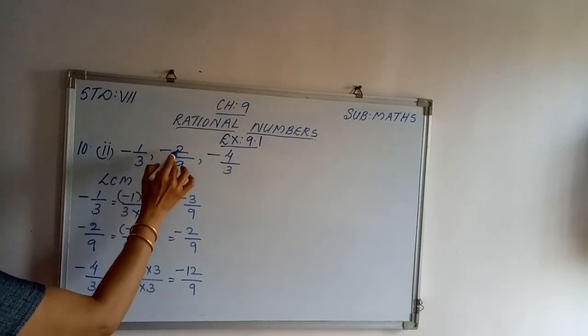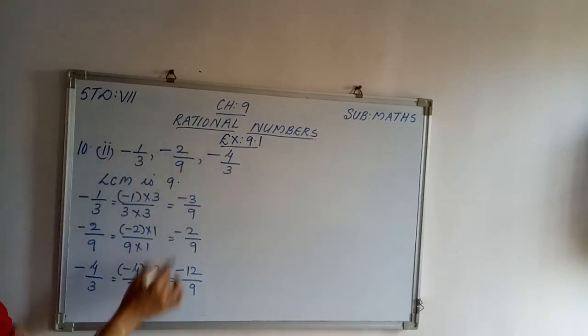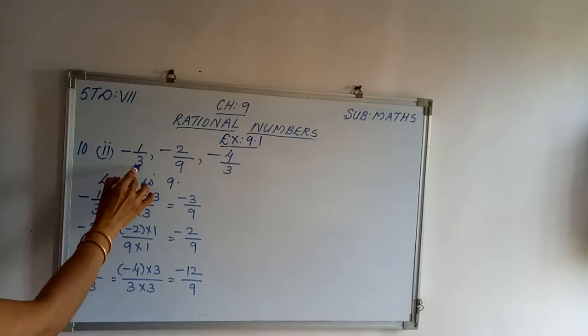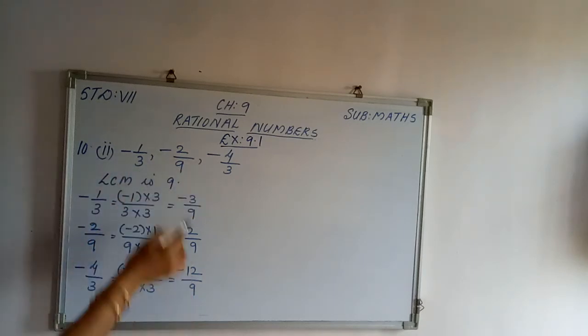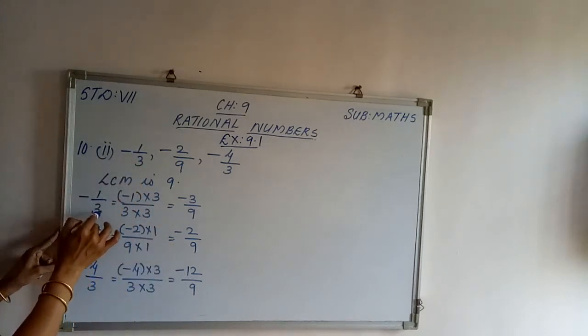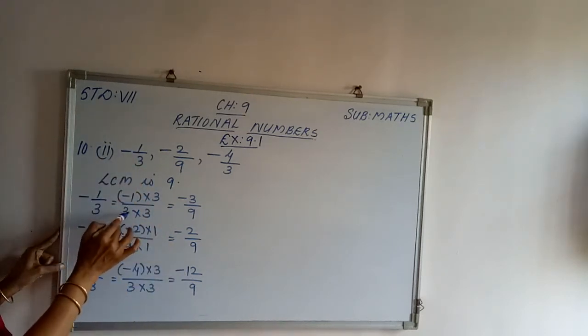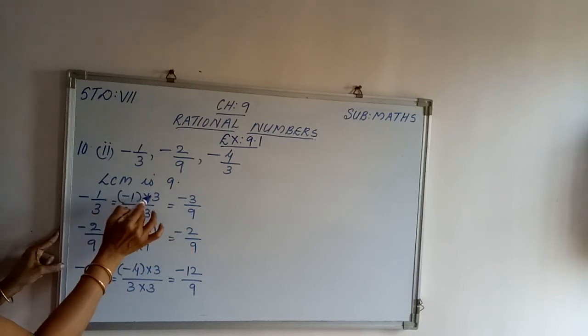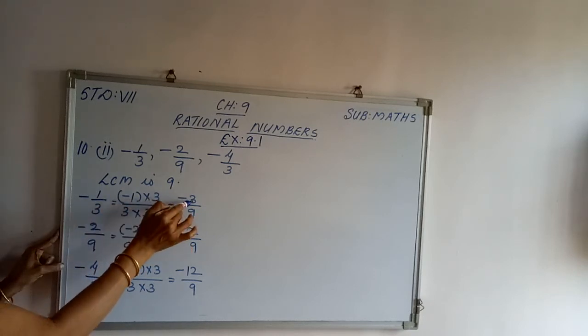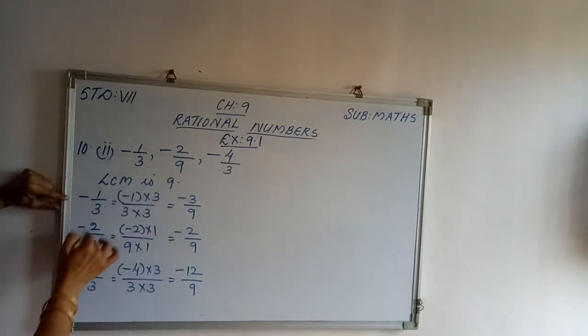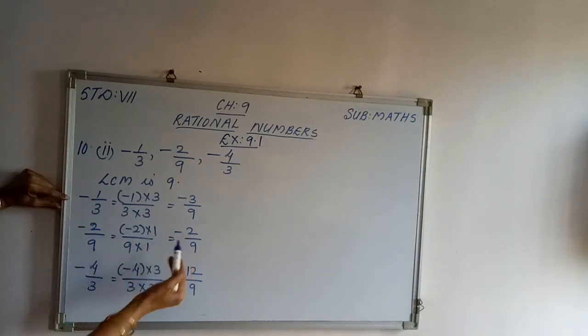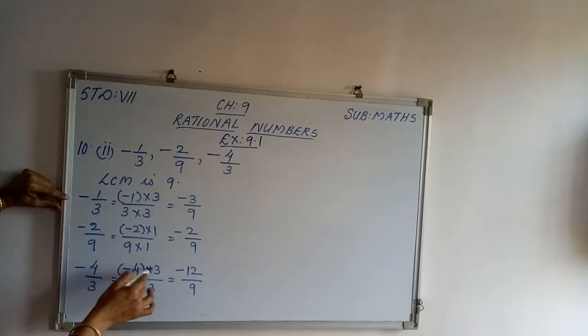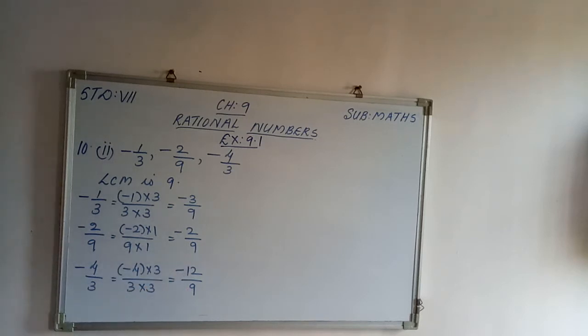Minus 1 upon 3, minus 2 upon 9, minus 4 upon 3. So denominators 3, 9, 3. So LCM is 9. Now minus 1 upon 3. 3 is the denominator. 3 into 3 we get 9. So numerator also multiply by 3. Minus 1 into 3, minus 3. So minus 1 upon 3 is equal to minus 3 upon 9. Minus 2 upon 9. So as it is minus 2 upon 9. Minus 4 upon 3. 3 into 3. So minus 4 into 3, we get minus 12 upon 9.